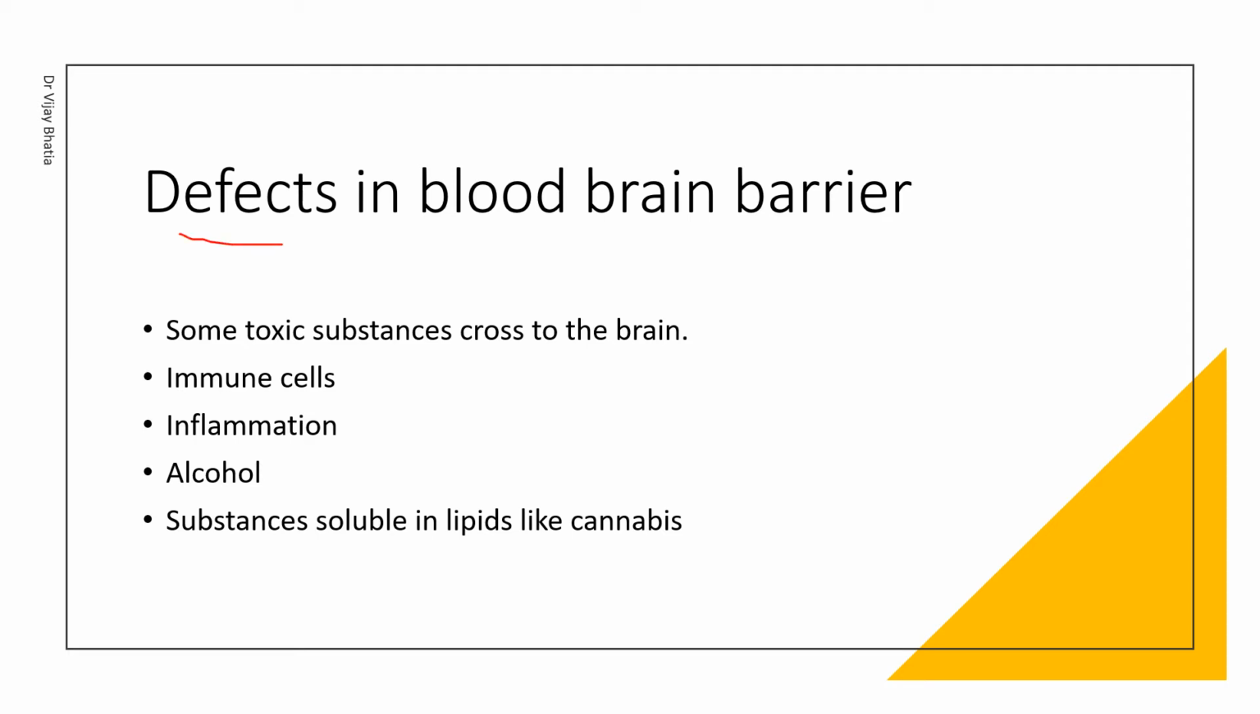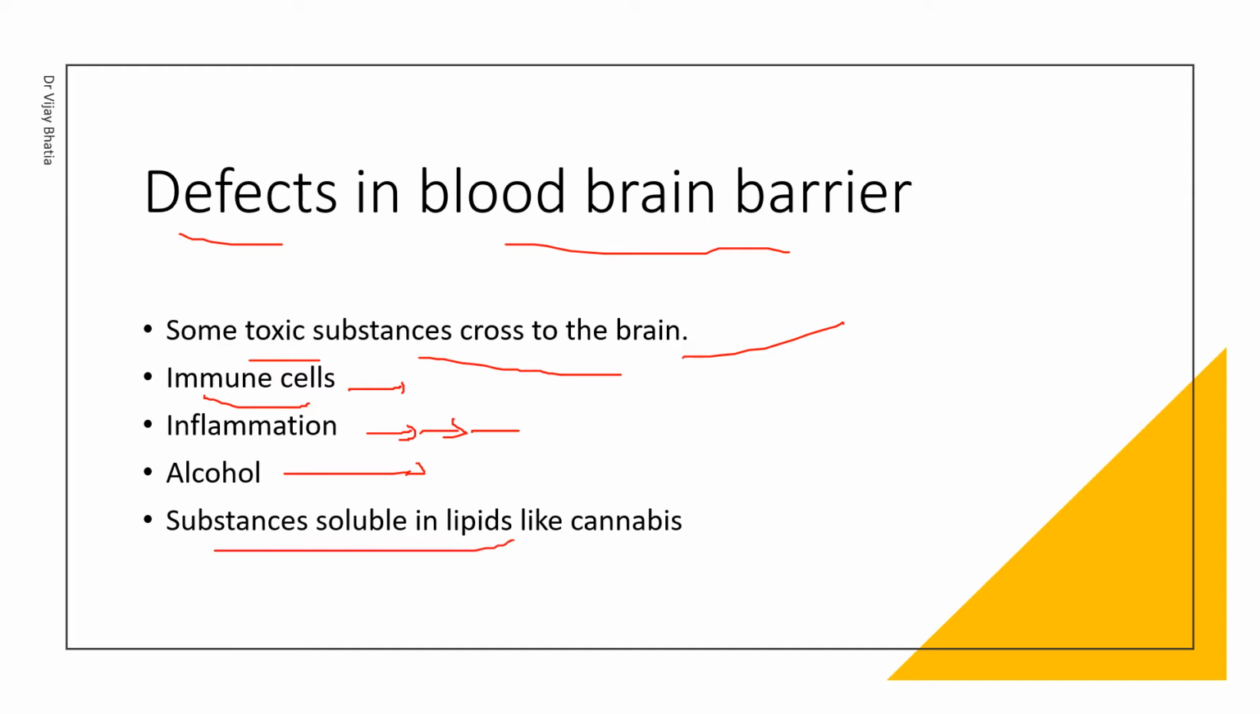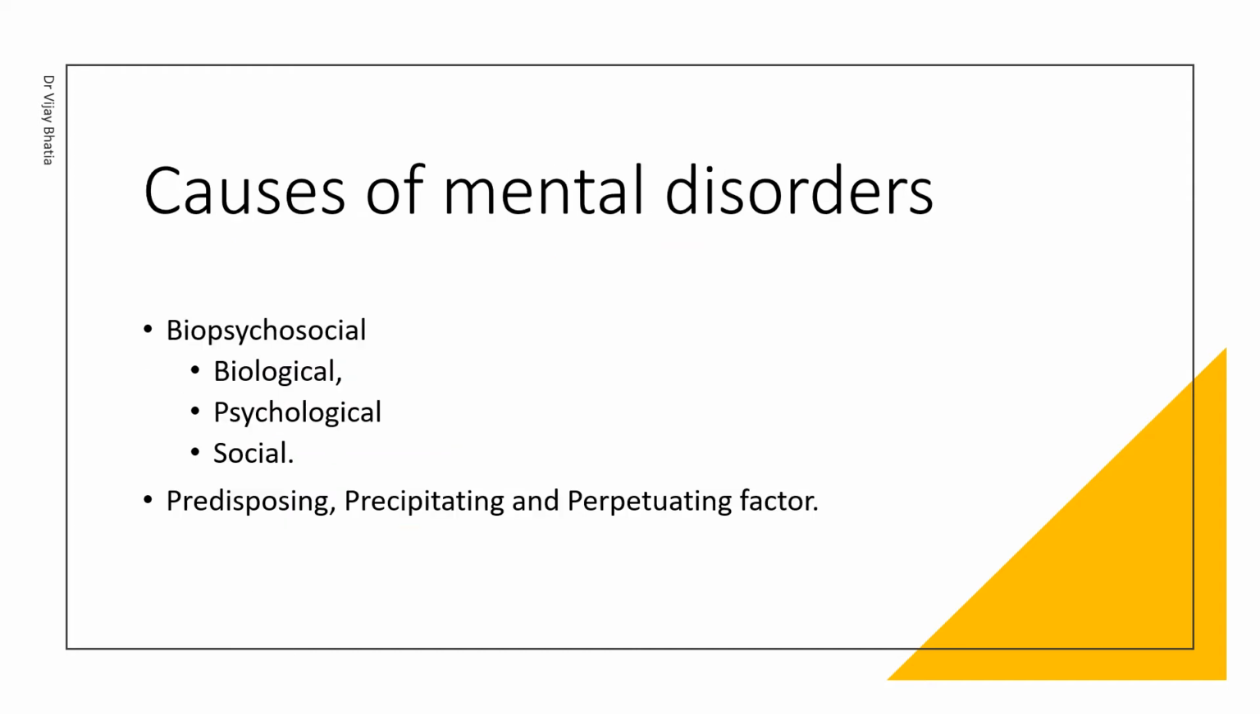So with any defect in the blood-brain barrier, some toxic substances cross to the brain, like we talked about cannabis. Some immune cells at certain areas can enter, and they are there to protect, but sometimes they can cause inflammation, and therefore can cause, in fact, confusion and delirium. Alcohol can cross the blood-brain barrier, and other substances like cannabis.